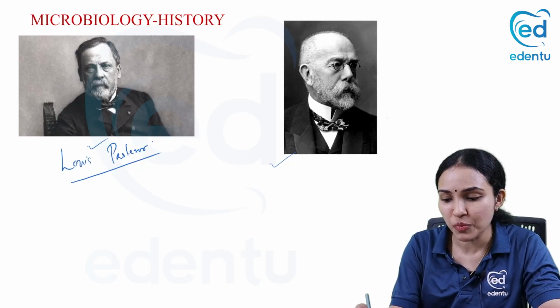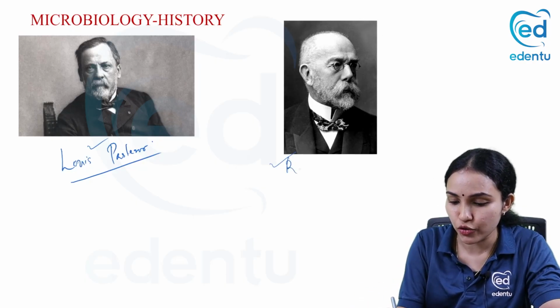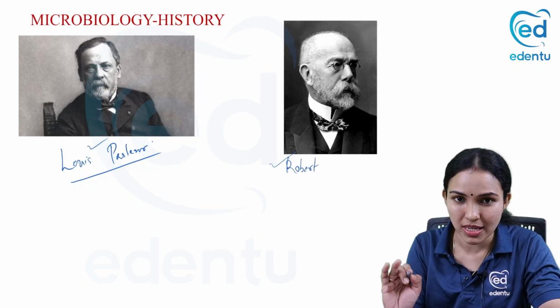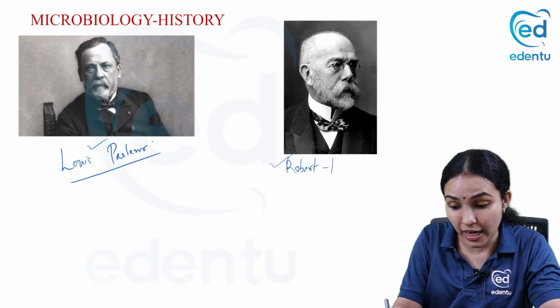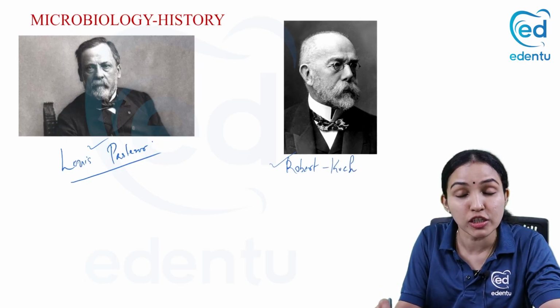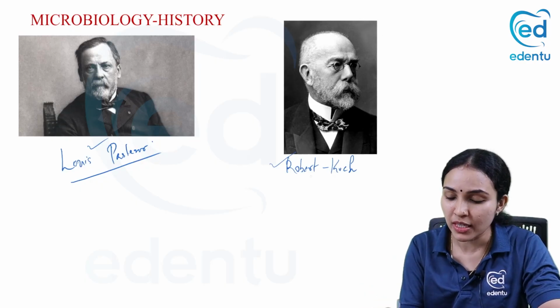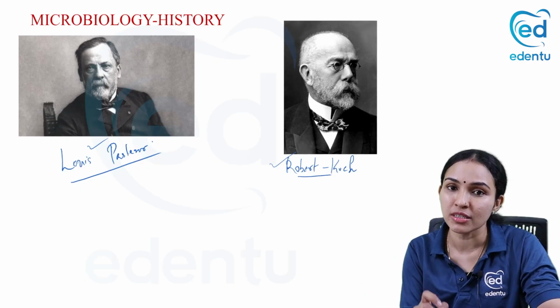So what about the other person? That is Robert Koch. Both of them were of the same age, at the same time, in the 1800s. Both of them had a lot of discoveries in the same time. And it was Koch who proved the theory of Pasteur.